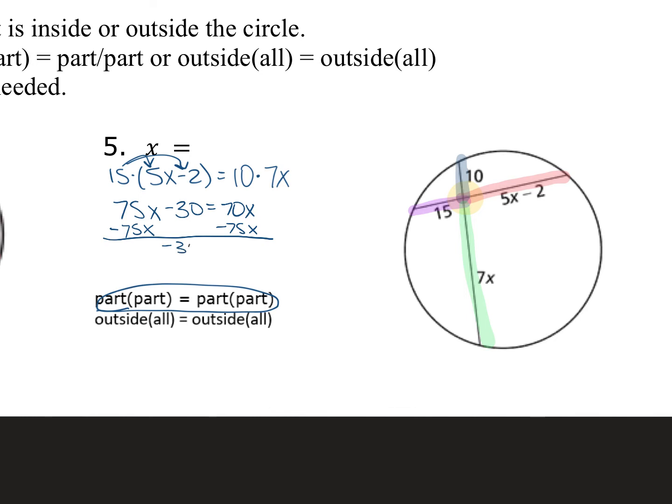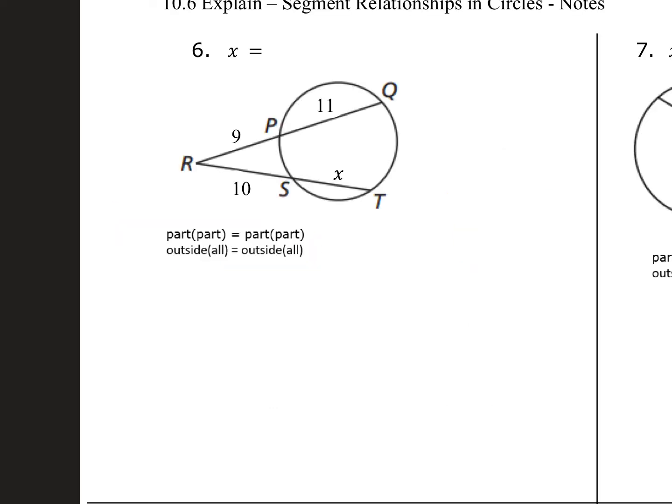So we're going to bring down the negative 30. 70x minus 75x is going to give us negative 5x. And our last step here, we can divide both sides by negative 5, and that is going to give us a positive 6. All right, on the back side of the page, we have more examples here.